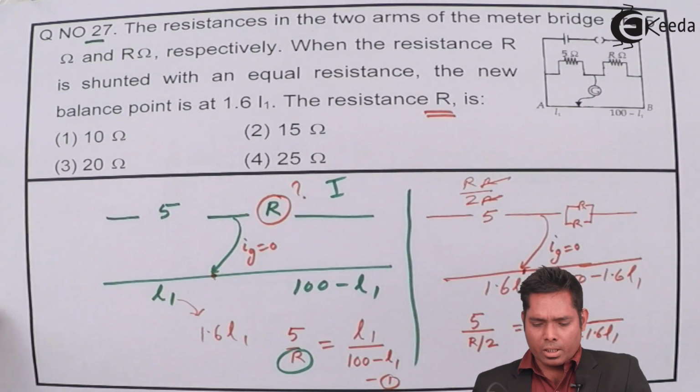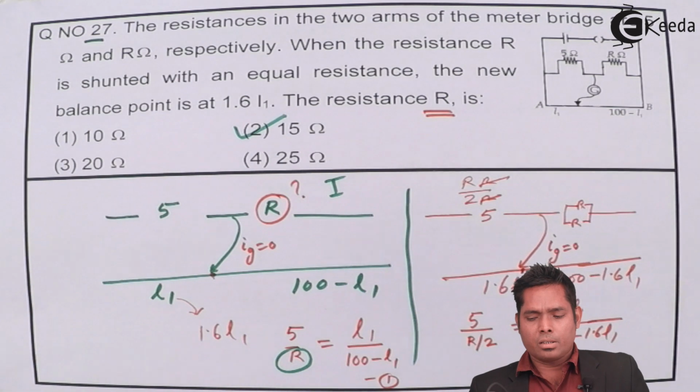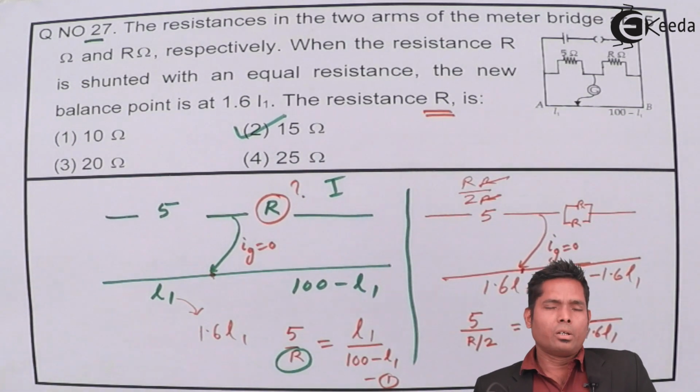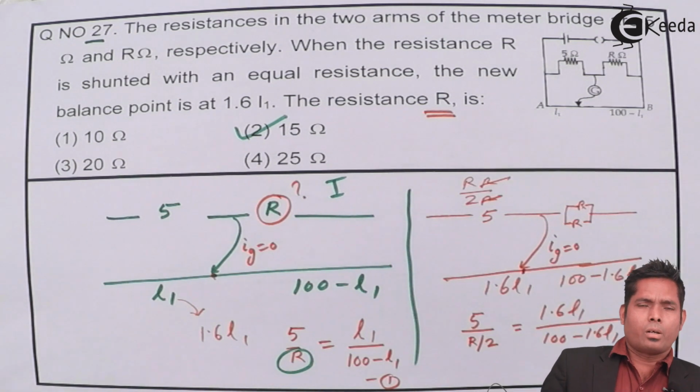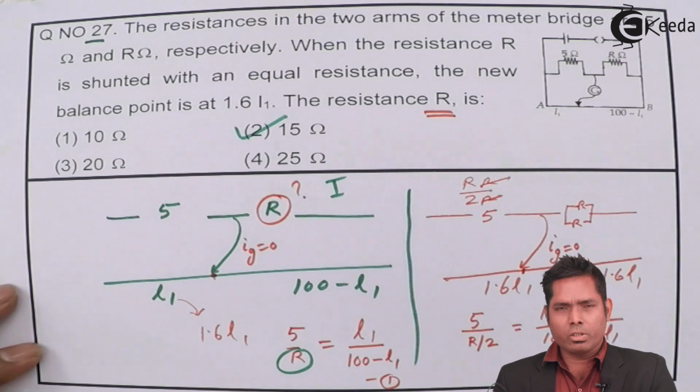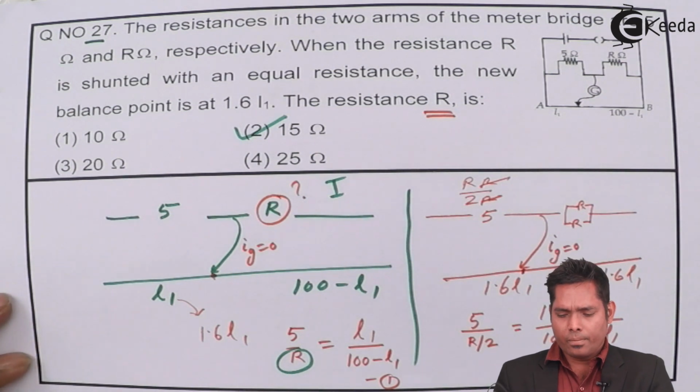So if I see the options, then option number 2 is correct. It is 15 ohm. This was just a simple question, and you have to just solve these two simultaneous equations to get the answer.